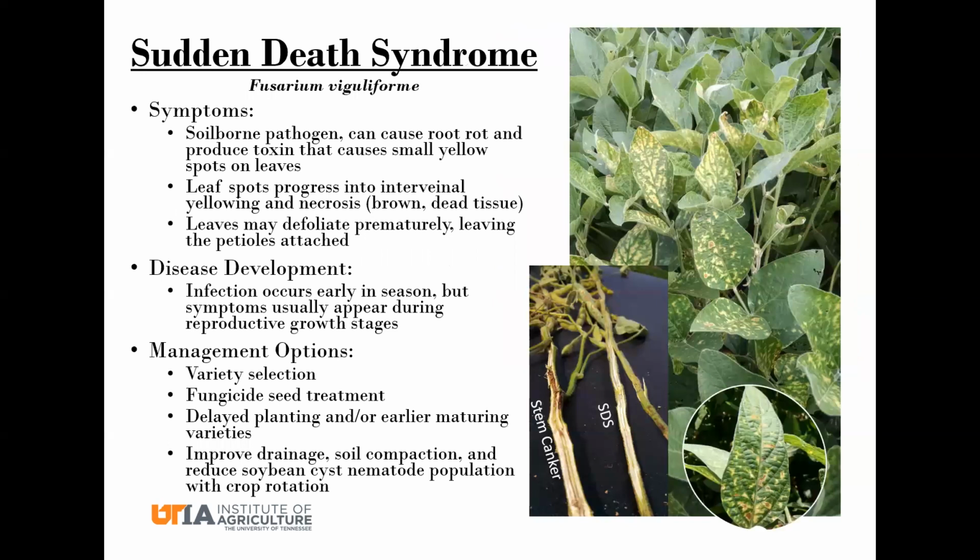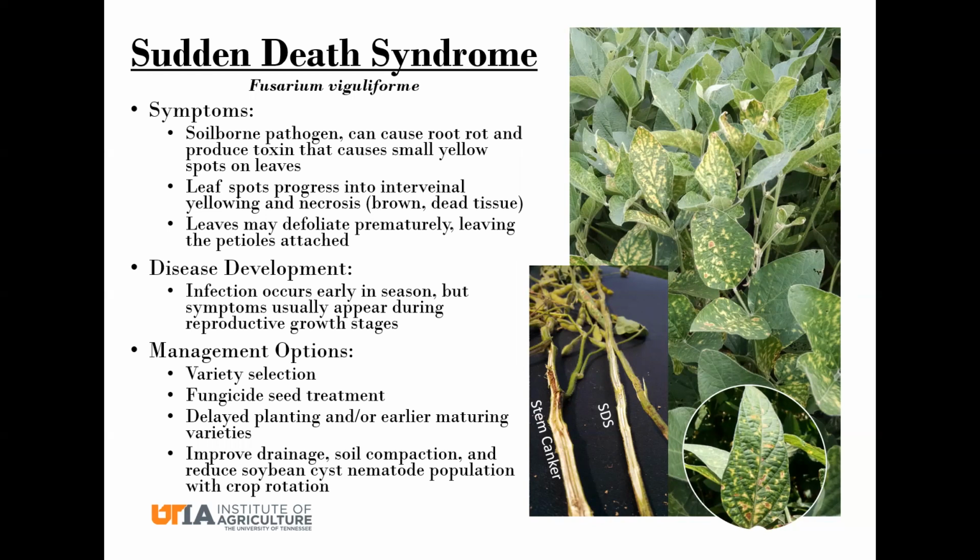Sudden death syndrome is another soil-borne pathogen that, similarly to Phytophthora root rot, can also cause root rot. However, this pathogen is also known to produce a toxin that can cause these small yellow spots on the leaves that you can see on the right in this picture.